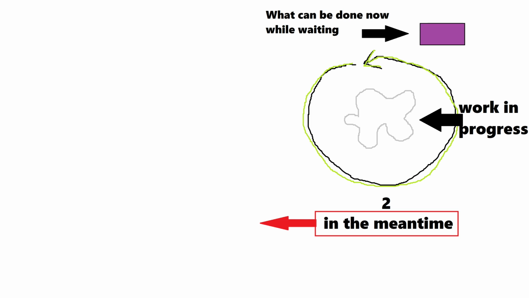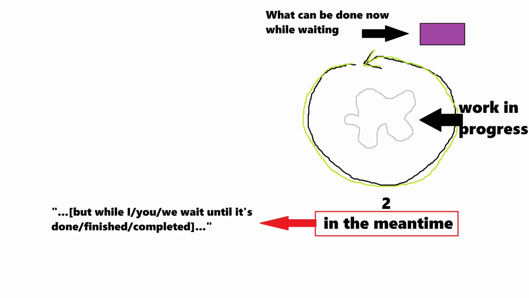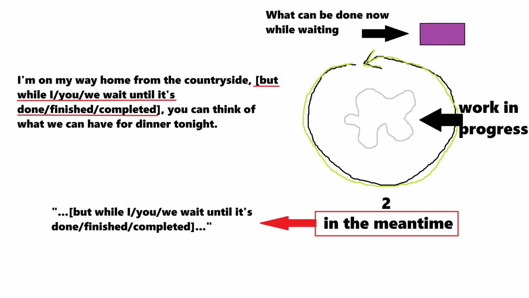Another way of thinking of in the meantime is replacing it with "but while I or you wait until it's done." For example, I'm on my way home from the countryside, but while I or you wait until it's done, finished, completed, you can think of what we can have for dinner tonight.